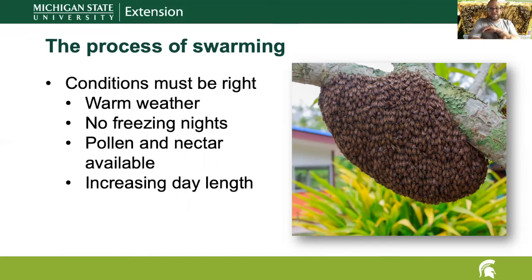This is generally going to happen when there's lots of pollen and nectar available as well, because there has to be resources in the landscape to support you once you leave that big colony with all those resources. And generally, with earlier swarms, you're going to see increases in day length. Now, crowded swarms can happen at any time, so day length has nothing to do with that. That is more to do with space limitations than anything else. But with reproductive swarms, increasing day length is one of those cues.